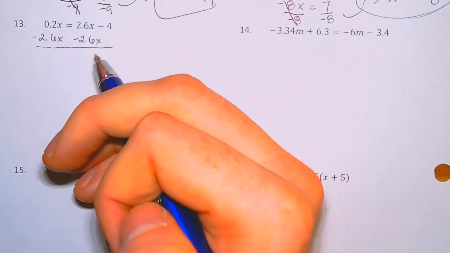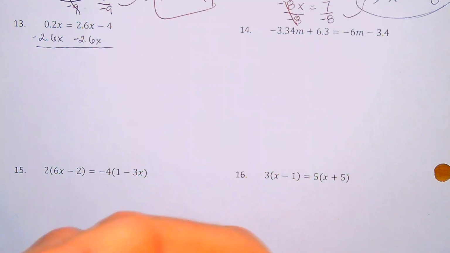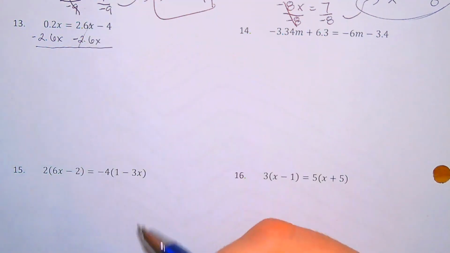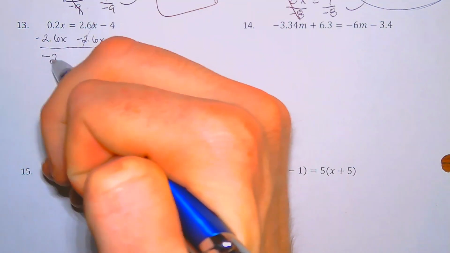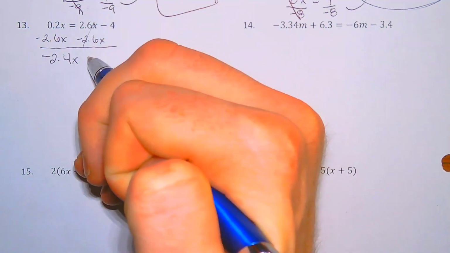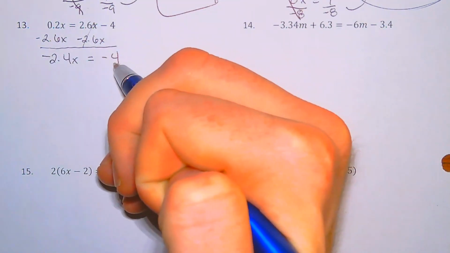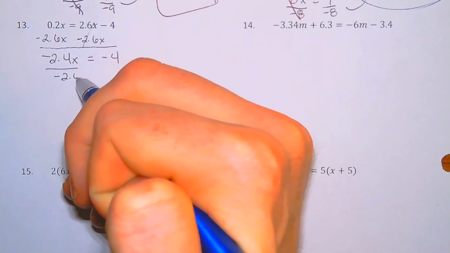Okay, make sure to pause the video if you need. I'll try and give a break so you can see what it is. Get a screen grab of this. Okay, going to want to cross out that. So this should be a negative 2.4x equals a negative 4. Divide both sides by negative 2.4.